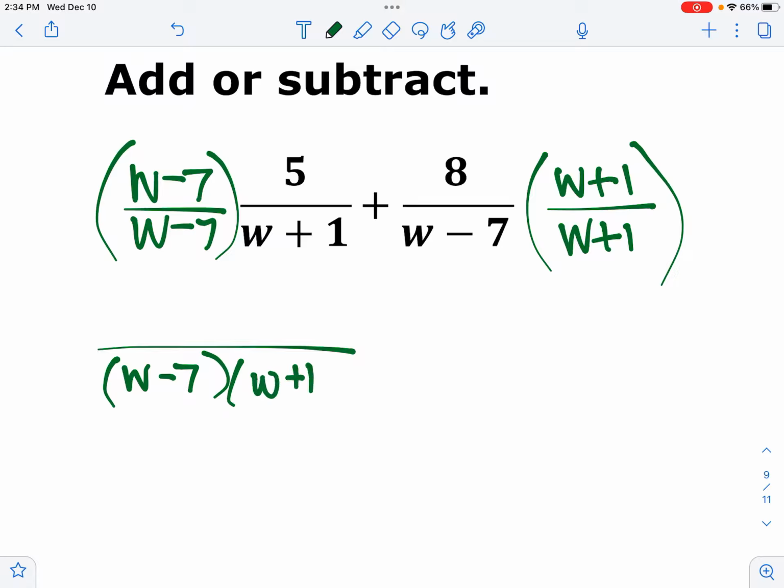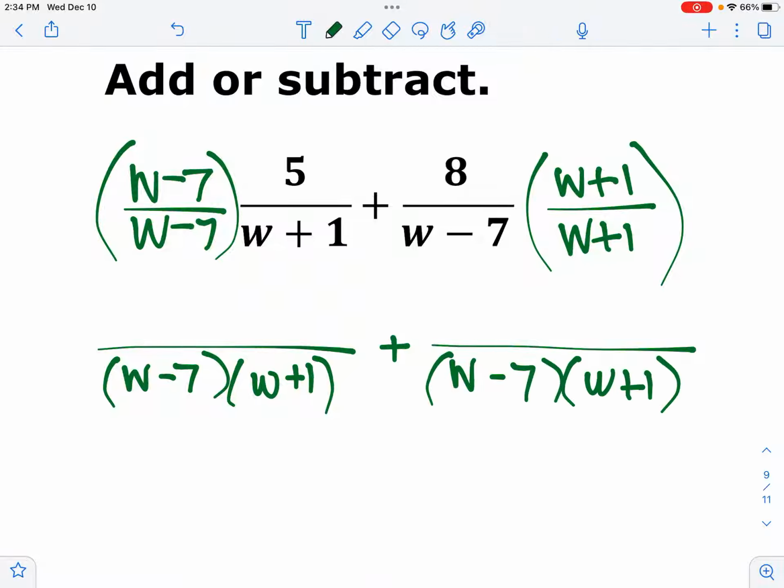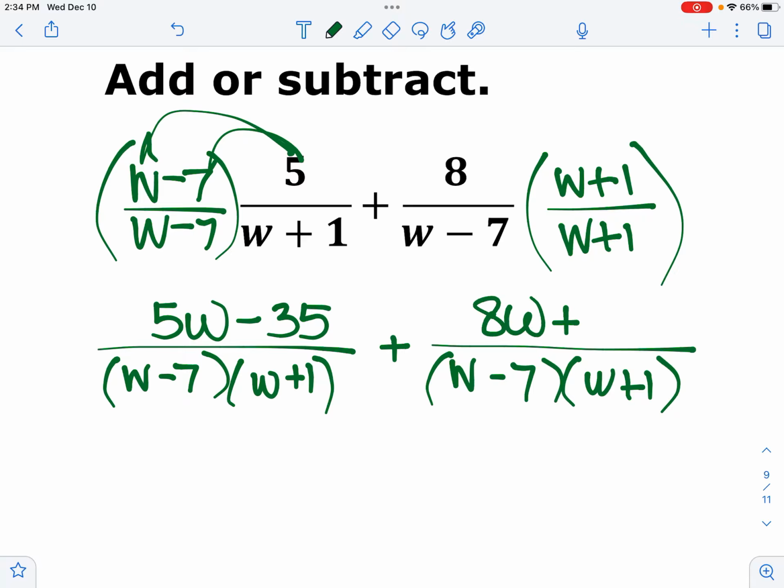Okay, so then let's do a little bit of that. It's kind of a lot of writing sometimes, but it's best to write it out so you don't miss anything. So now I'm going to distribute the 5 to both of these, right? So that would give me this. And then this one, 8 to both of these would give me 8w plus 8.